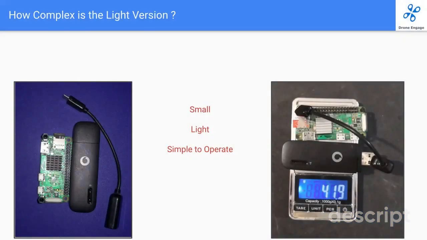You might be wondering about the complexity of implementing the light version. Let me address that directly with three key characteristics that define this system. First, it's remarkably small in physical size, requiring minimal space on your drone platform. Second, it's incredibly lightweight, adding only grams to your total payload, which means negligible impact on flight time and performance. Third, and perhaps most importantly, it's simple to operate, requiring minimal technical expertise to get up and running. These features combine to make Drone Engage accessible to a wide range of users, from hobbyists to professional operators, without compromising on capability or performance.